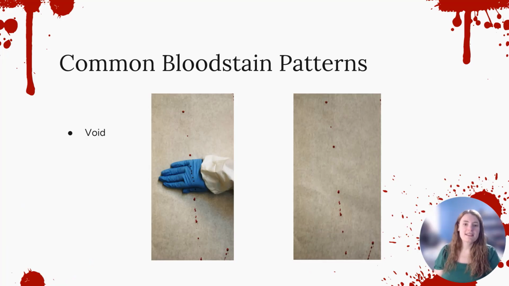Now, voids are considered what we call an altered bloodstain, meaning that the bloodstain has been physically changed after the stain was deposited in some way. Voids occur when a person or an object is in the way when a bloodstain was originally deposited, and then the person or the object moves, leaving behind a blank space.